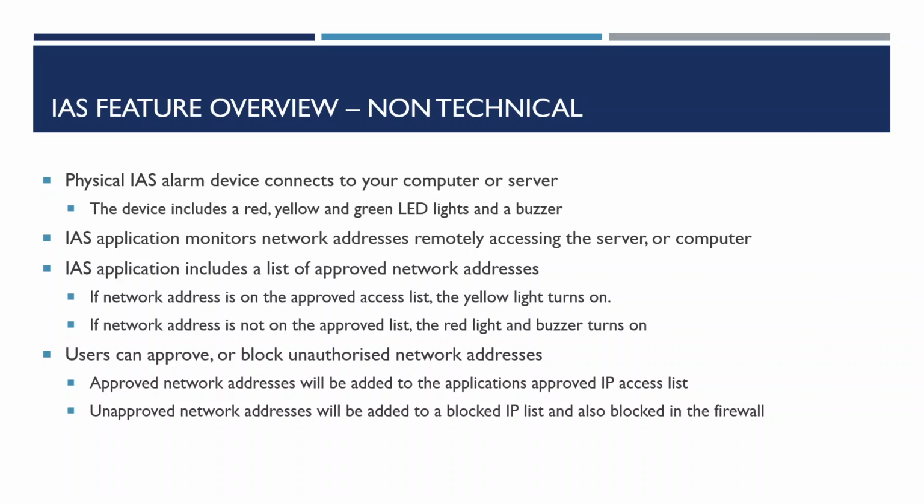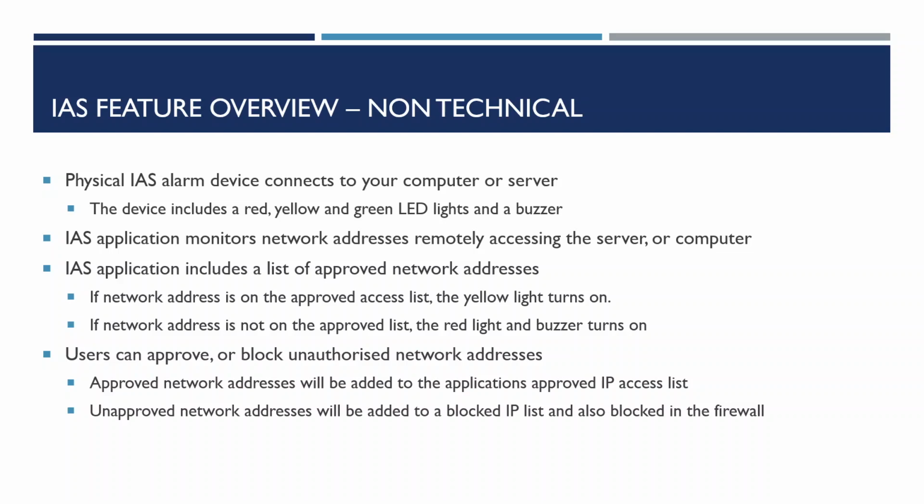The intrusion alarm system, as I said, is kind of like a watchdog for your computer or server. You connect a small physical device to your computer, and this device has 3 lights: a green light, a yellow light, a red light, and a buzzer. Now, the intrusion alarm system application, which is installed on a computer that you wish to monitor, has a list of friendly network addresses. These are the addresses that have been approved for a connection.